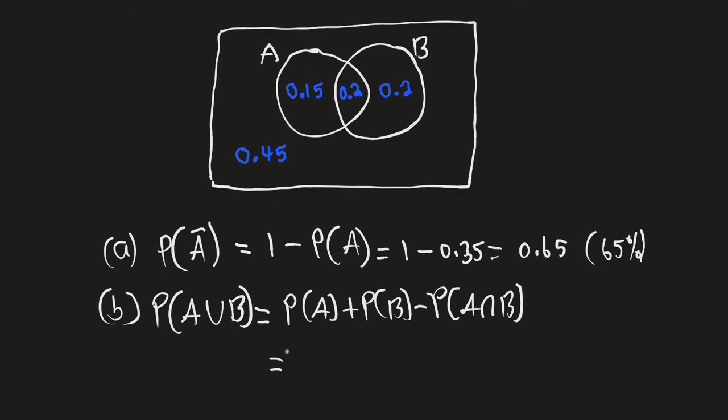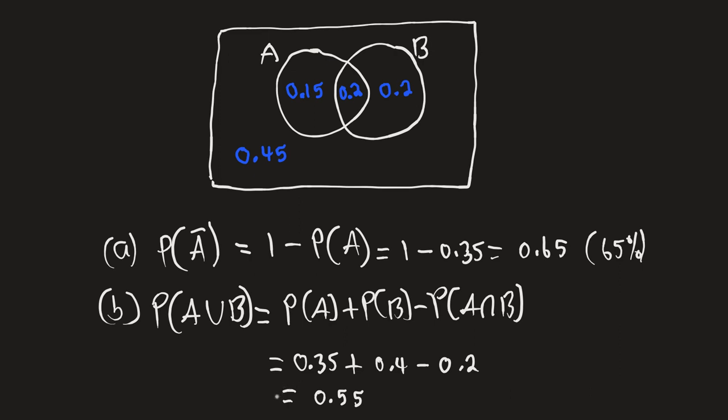And so the probability of A, I know I just scrolled up, but I'll write it down, 0.35. The probability of B, 0.4, and then minus the probability of the intersection, and the intersection has a probability of 0.2. So what is this? So this is 0.75 minus 0.2, so that's 0.55. How could we look at this Venn diagram and come up with the same value?